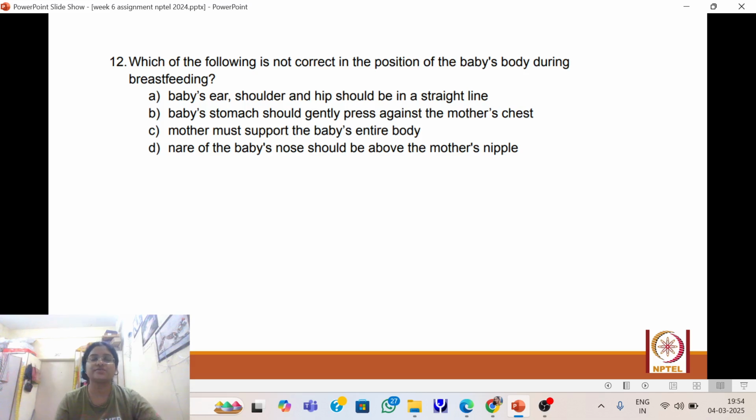Moving on to the next: which of the following is not correct in the position of the baby's body during breastfeeding? A, baby's ear, shoulder, and hip should be in a straight line. B, baby's stomach should gently press against the mother's chest. C, mother must support the baby's entire body. D, the tip of the baby's nose should be above the mother's nipple. Start answering.